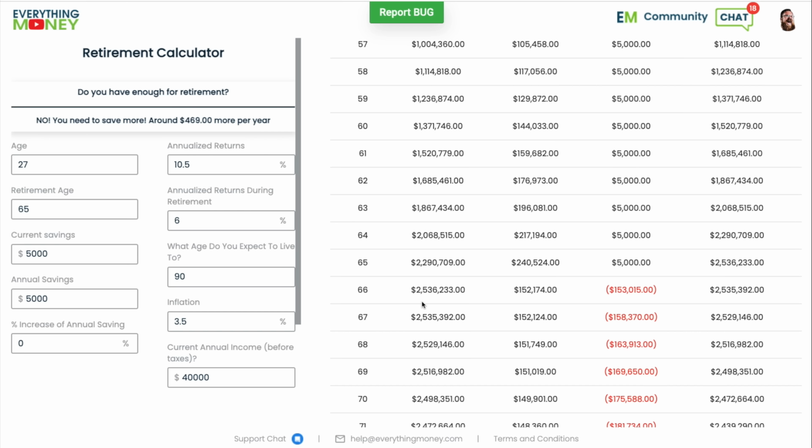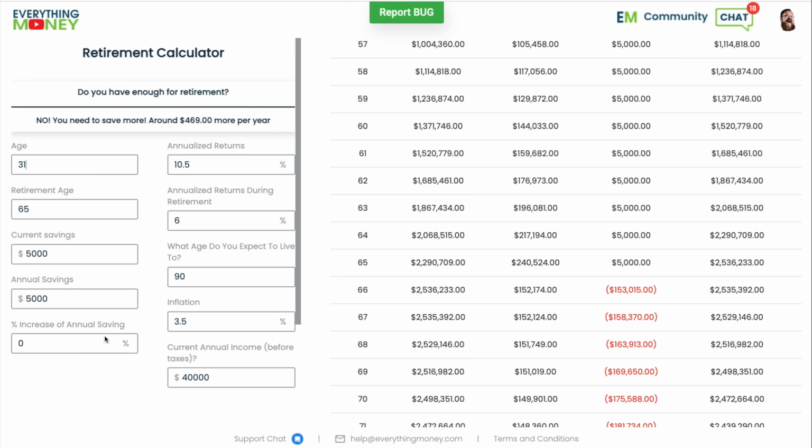If you blindly and robotically just kept buying in, assuming that 10% return and 3.5% inflation, you would have over $2.3 million in retirement. All this from dollar cost averaging and consistently putting money in that account.